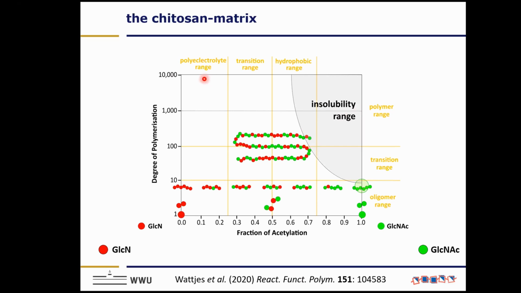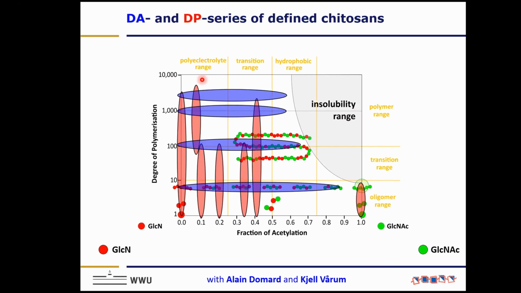And then we teamed up with chemists, with Alain Domard and Kjell Vårum, both of them past presidents of our European Chitin Society. And they developed for us series of chitosans which differ in one parameter only. So for instance, we have a chitosan with an intermediate low molecular weight polymer, and then this was fully deacetylated in the beginning, and then chemically we have N-acetylated it to give a series of chitosans with the same degree of polymerization but different fractions of acetylation.